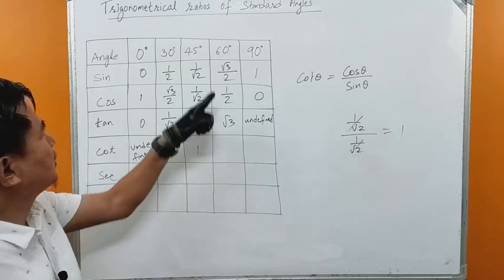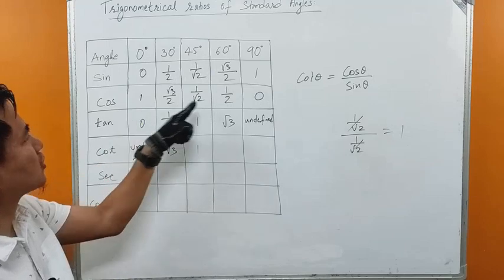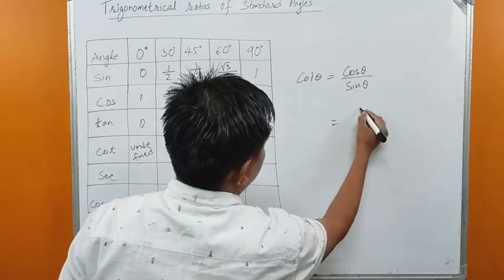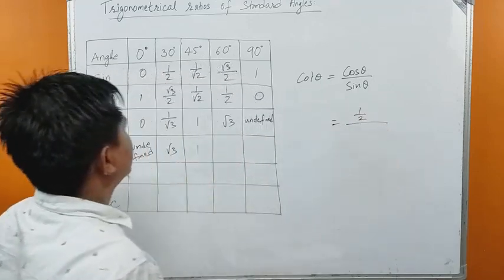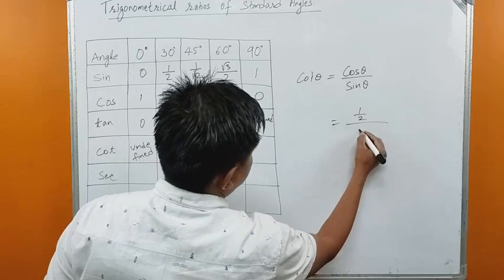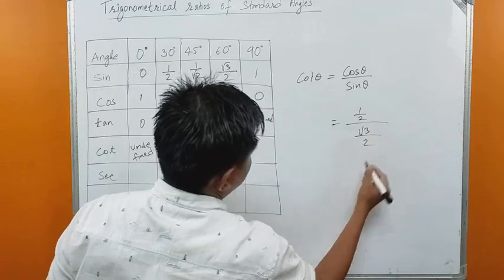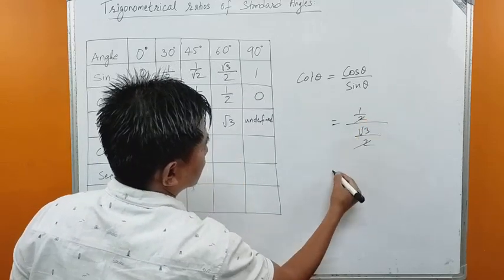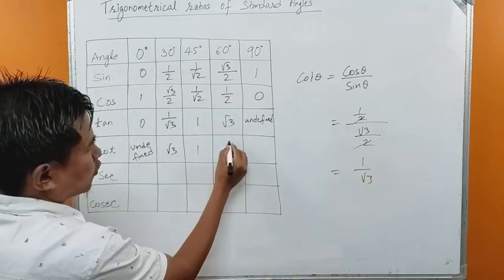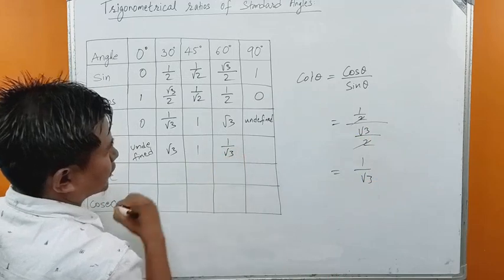Now cot 60 degree. Cos 60 is 1 upon 2, upon sin 60 which is root 3 by 2, isn't it? Now this 2 and 2 cancel out. So we get 1 upon root 3. Okay? 1 upon root 3.